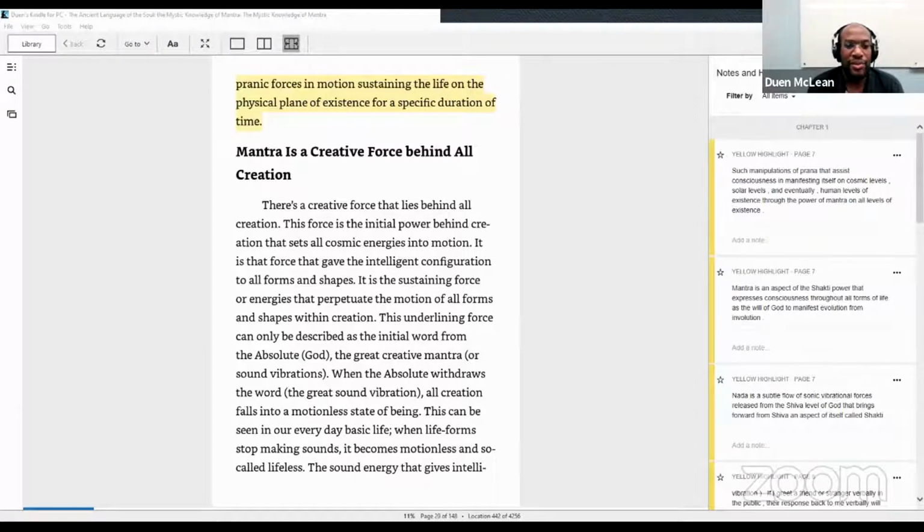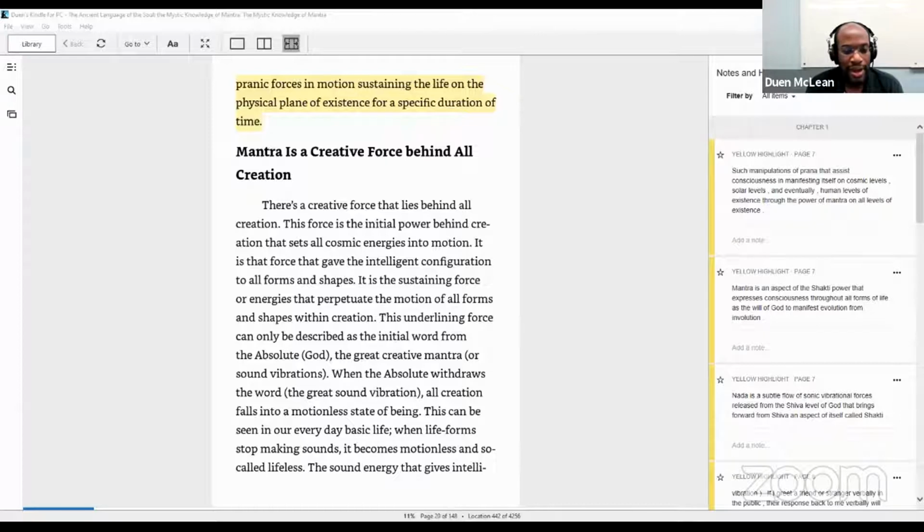Mantra is a creative force behind all creation. There's a creative force that lies behind all creation. This force is the initial power behind creation that sets all cosmic energies into motion. It is that force that gave the intelligent configuration to all forms and shapes. It is the sustaining force or energies that perpetuate the motion of all forms and shapes within creation.